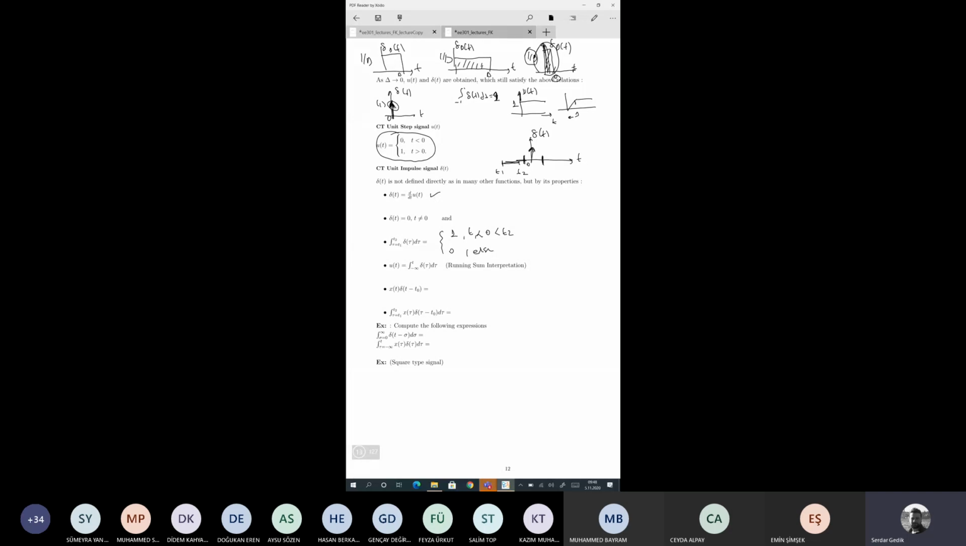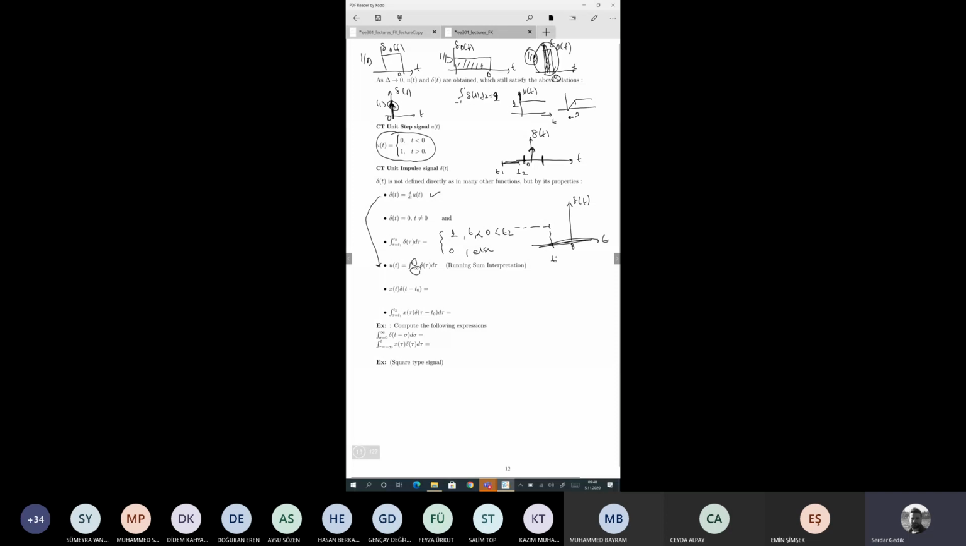What is next? u of t is, well, this is a direct consequence of this. Of course, if you differentiate u of t and get impulse of t, if you integrate impulse of t, you get u of t. You can again visualize it like this. Let's draw here impulse of t. This is 0. So I'm taking the integral from minus infinity to some t, and I am taking the integral in this interval.